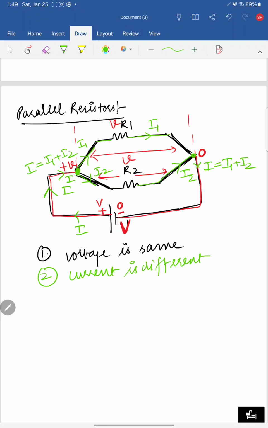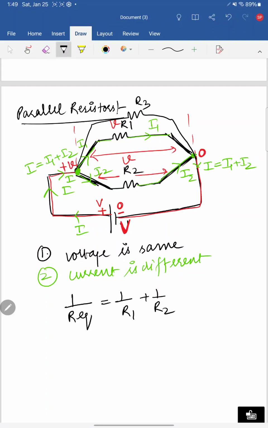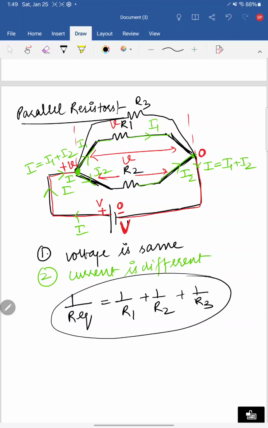When resistors are connected in parallel, one more thing about equivalent resistance: 1 upon R equivalent will be equal to 1 upon R1 plus 1 upon R2. If there would be more than 2 resistors, let's say there would be one more resistor R3, it would be plus 1 upon R3 as well, right? So this is how we can calculate the value of equivalent resistance when the resistors are connected in parallel. So yeah, this is all we have done already in the class.